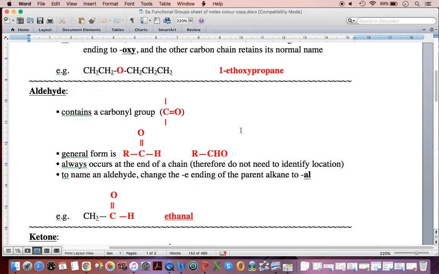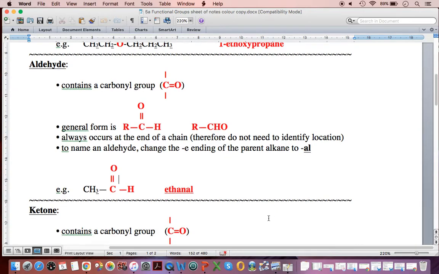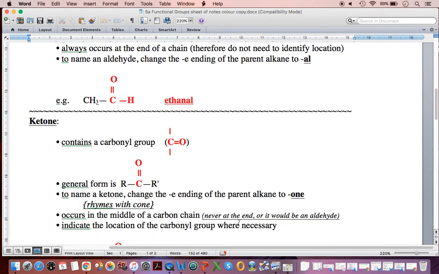There's another chemical based on this carbonyl group, and that is the ketone. And the ketone is like an aldehyde, except the carbonyl group cannot be at the end of the carbon chain. It has to be somewhere in the middle. So this says ketone, and our suffix is going to be -one. It is not "one," it's -one, like bone or phone or cone.